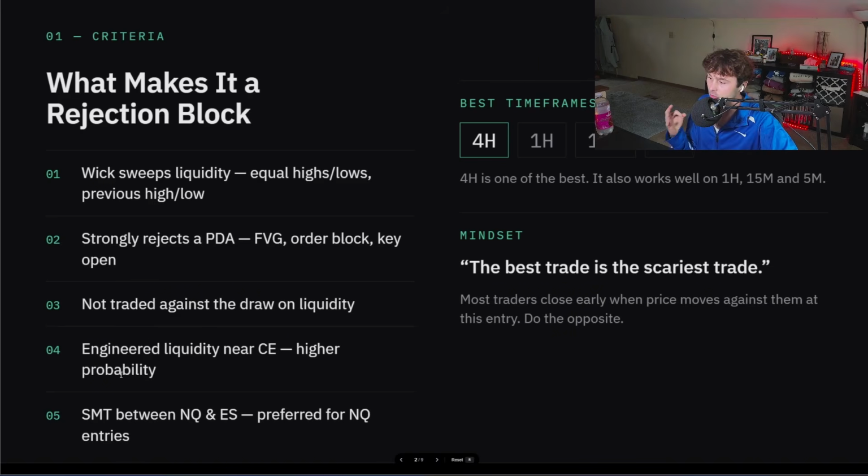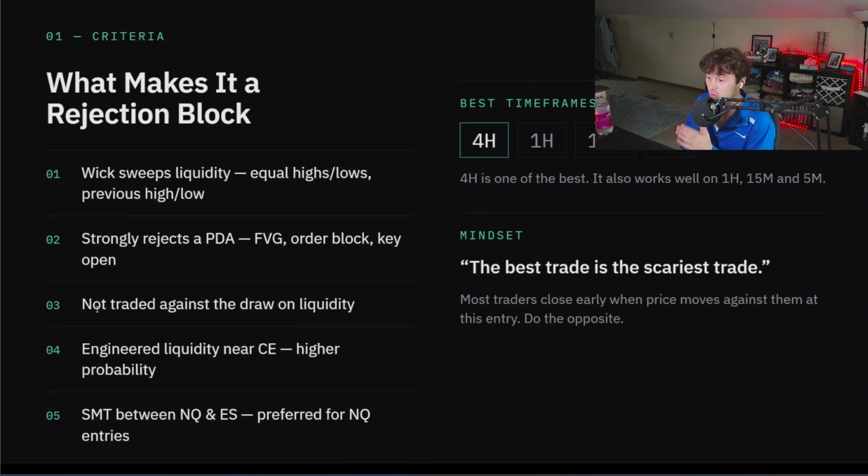Now, number three, you want to only be taking rejection blocks that are not trading against the draw on liquidity. So if you're bearish, you don't want to take a bullish rejection block, obviously, right? So you need to have a draw on liquidity, and you want that rejection block to be in alignment with that. You don't want to be trading against it.